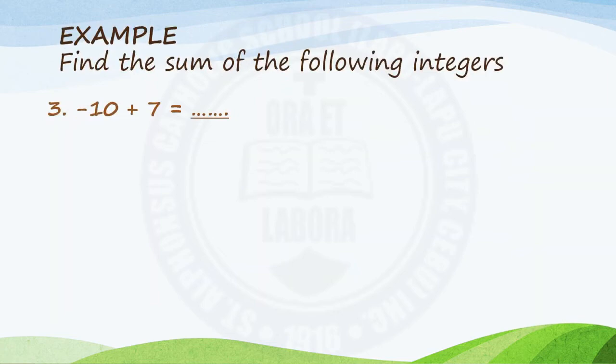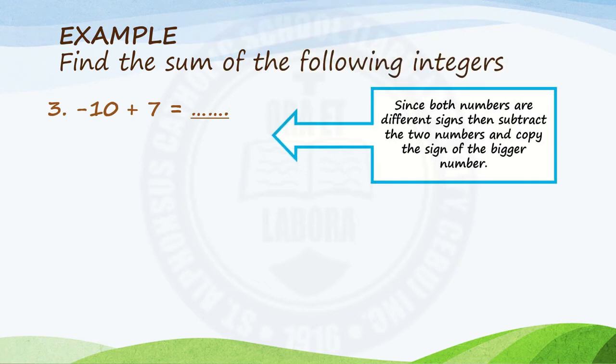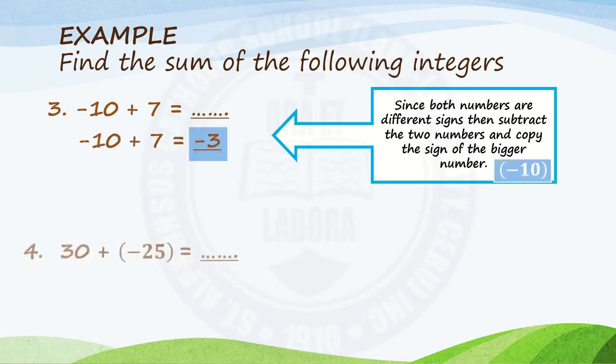Number 3, negative 10 plus 7. Since both numbers have different signs, we need to subtract the two numbers and copy the sign of the bigger number. 10 minus 7 is 3, and copy the sign of negative 10, which is negative, so the answer is negative 3.